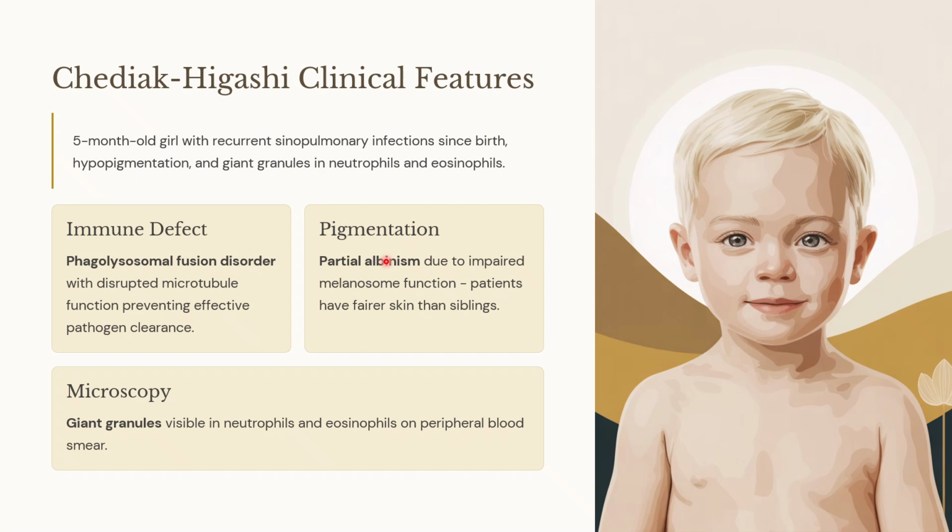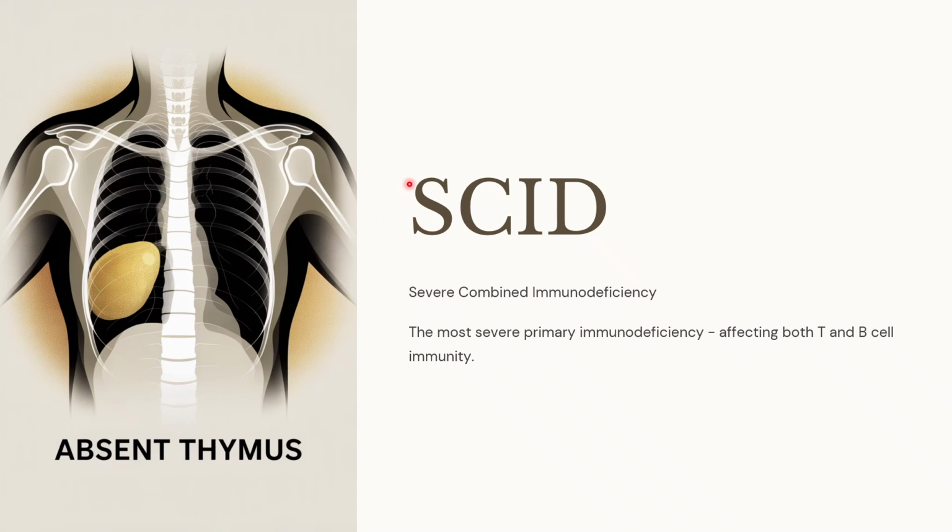The fusion doesn't happen. The phagolysosome fusion doesn't happen. Therefore, they are present as giant granules visible in the neutrophils and eosinophils. What happens in severe combined immunodeficiency?